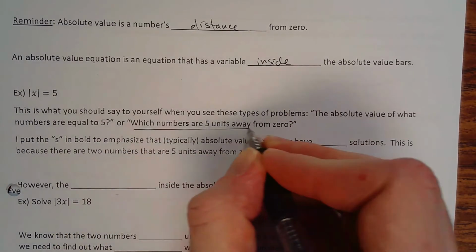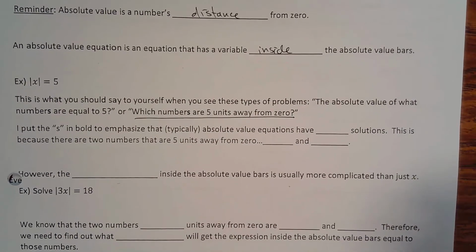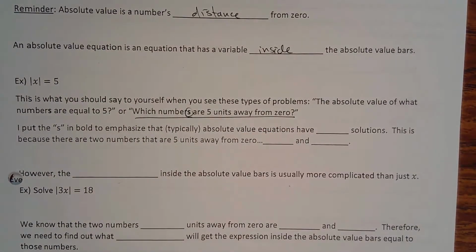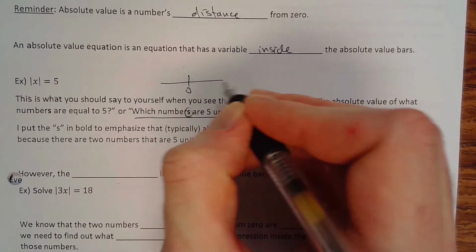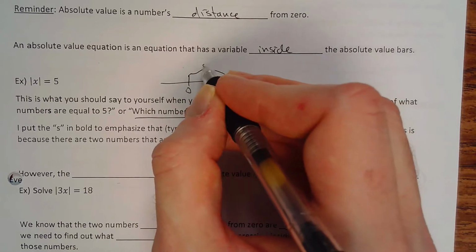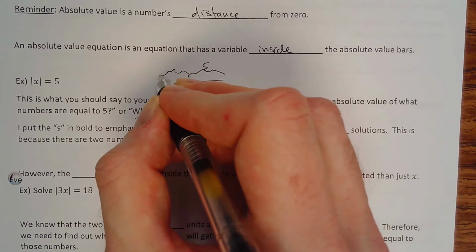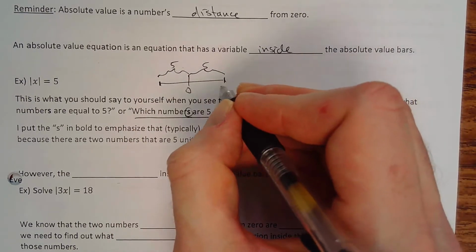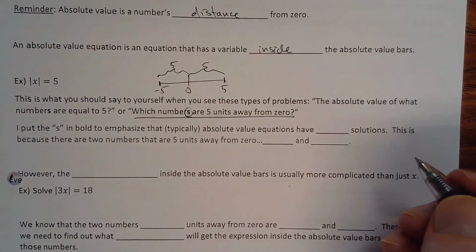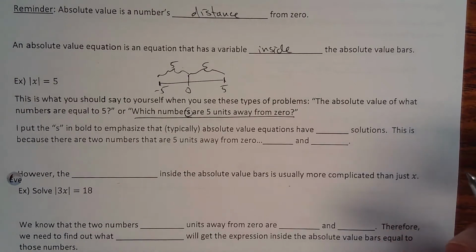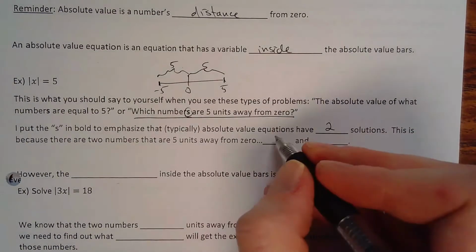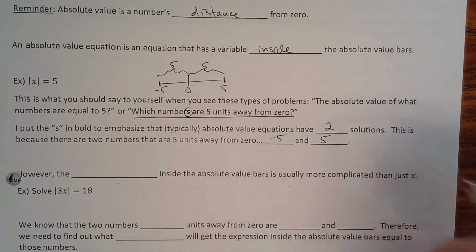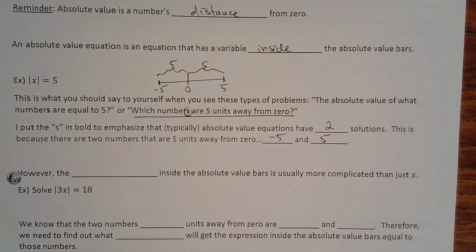So which numbers are 5 units away from 0? Think of a number line, here's 0. If I go 5 units to the right and 5 units to the left, what numbers did I hit? I hit 5 and I hit negative 5. So that means we have two solutions: negative 5 and 5. Those are your two solutions, okay? Jump to the right, jump to the left, that's your answer.